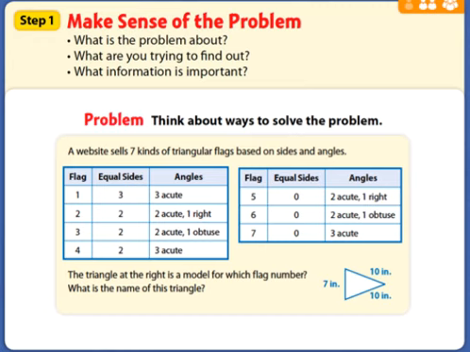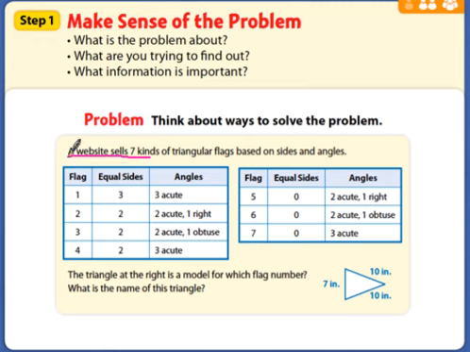All right, so let's read the problem the first time. A website sells 7 kinds of triangular flags based on sides and angles. The triangle at the right is a model for which flag number? What is the name of this triangle? All right, and we have some visuals to help us out with this problem. So as we are reading this problem, we should also be paying attention to the visuals.